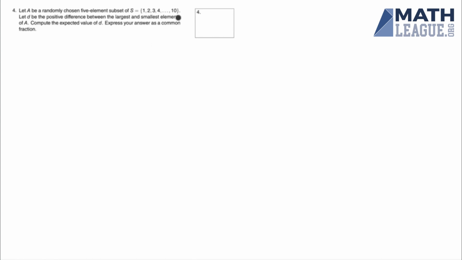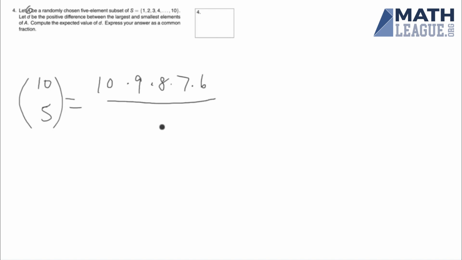So the first thing we notice is that there are 10 elements in S. So the number of different sets A that we can have is then equal to 10 choose 5, which evaluates out to 10 times 9 times 8 times 7 times 6 over 5 factorial, which is 252. So that's the total number of sets.